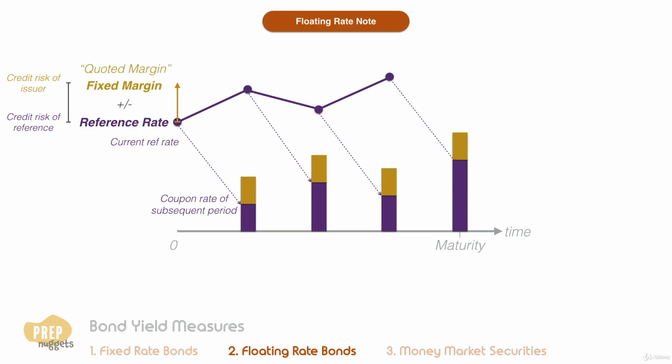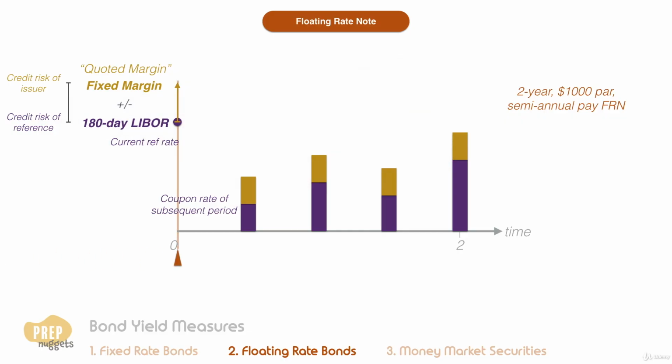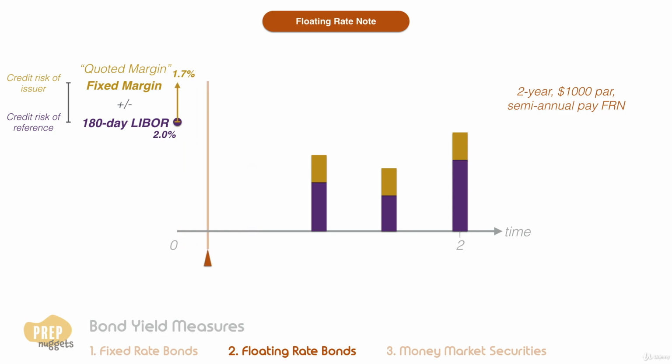For example, a 2-year $1,000 par semi-annual pay floating rate note can have its reference stated as the 180-day LIBOR rate. At issuance, the 180-day LIBOR is 2%, and the quoted margin for this issuer is fixed at 1.7%. So at issuance, we already can determine the coupon rate that will be paid half a year from now, and that is 3.7%. At the next reset date, 180-day LIBOR has risen to 3%. So when we add the fixed quoted margin of 1.7%, the coupon rate for the next payment should be 4.7%.